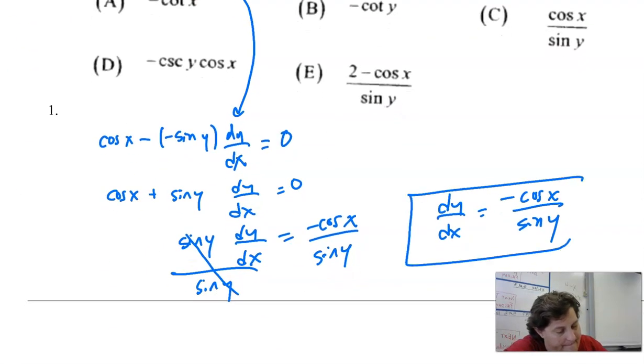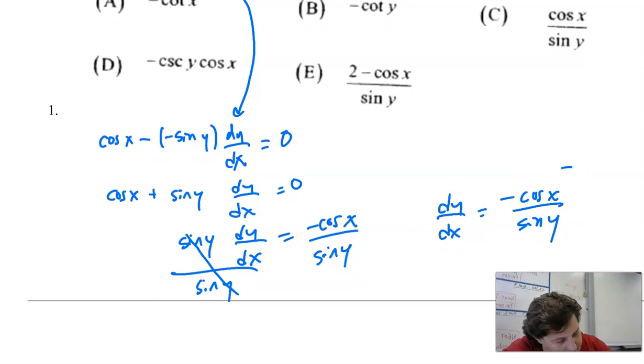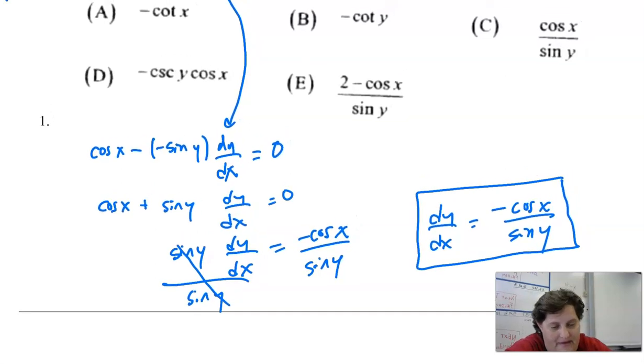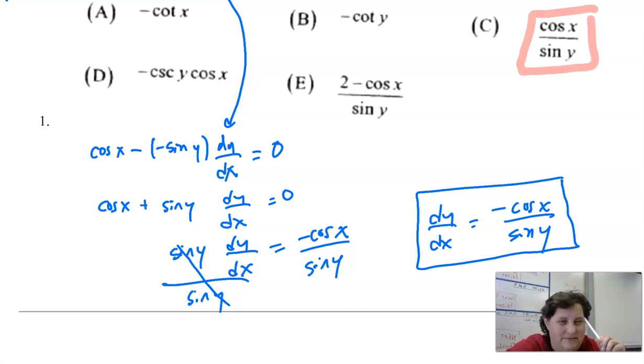Now, let's talk about how AP test writers try to mess with you. All right, here we go. First, they're like, look, there it is, cosine x, sine y. And they make you think, oh, you know what? I probably messed up and there's not really a negative there. Nope, there really is a negative there. It's not that answer. Okay? And then they make you think, oh, cosine over sine is cotangent. Yeah, it's got to be that.